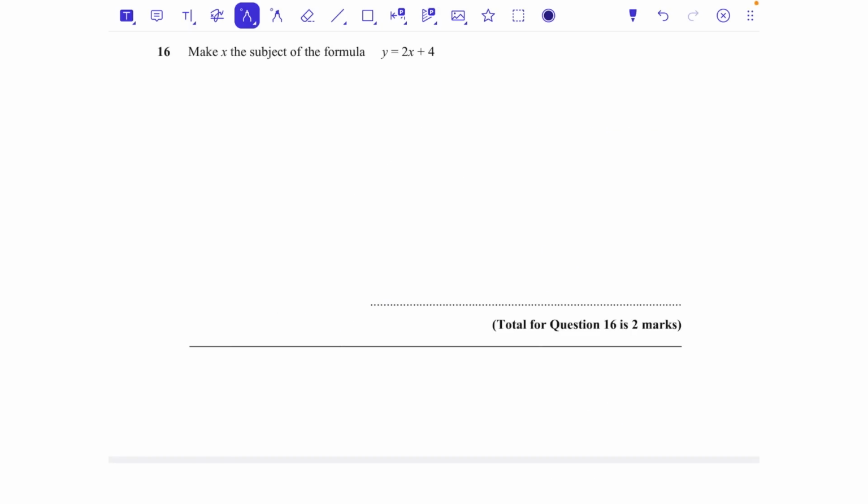Question number 16, make x the subject of the formula. So at the minute, y is the subject of the formula because the y is on its own, and then the equals, and then everything else is on the other side of the equation. So to make x the subject of the formula, we need to get the x on its own. Now this is a bit like solving equations.